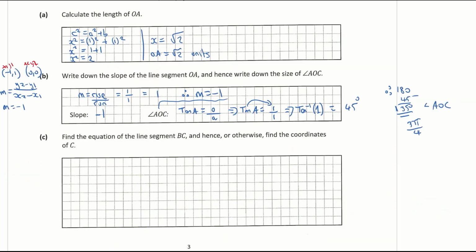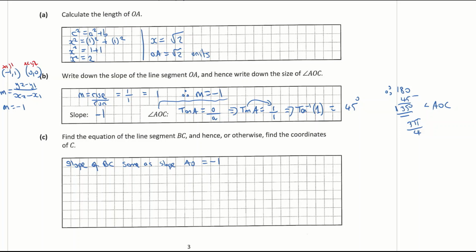Part C, find the equation of the line segment BC and hence or otherwise find the coordinates of C. So BC, what do we know about BC? We know the slope of BC is the same as the slope of AO. So we know that those two lines are parallel, so the slope there is -1. So that's the first thing we know.